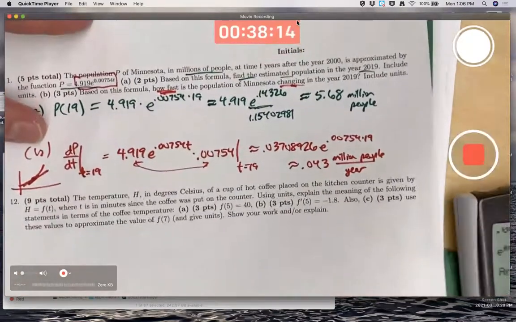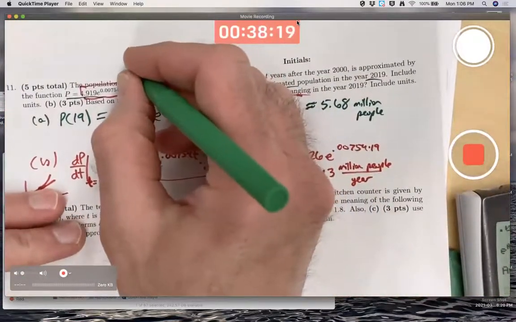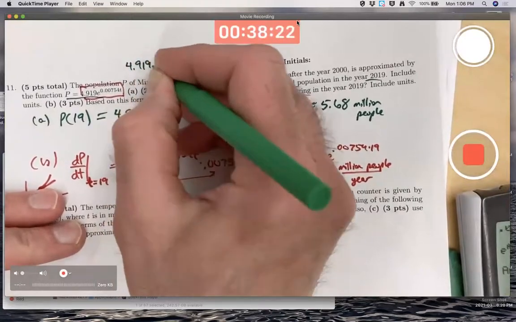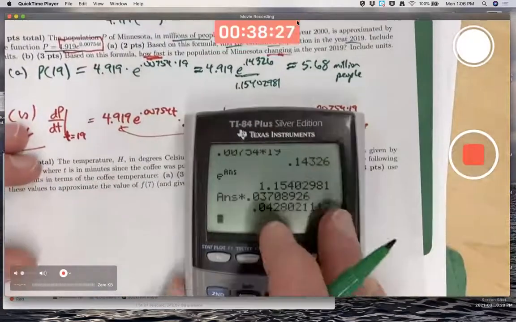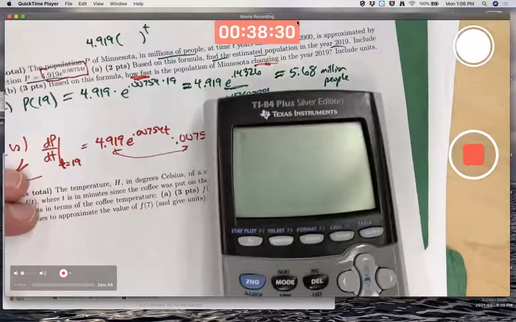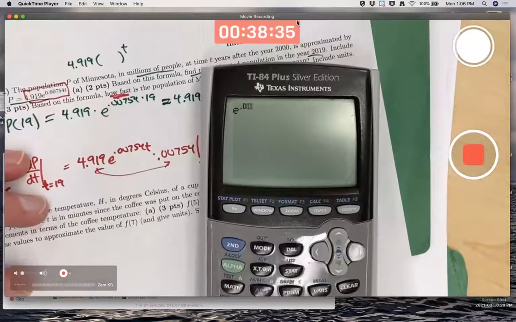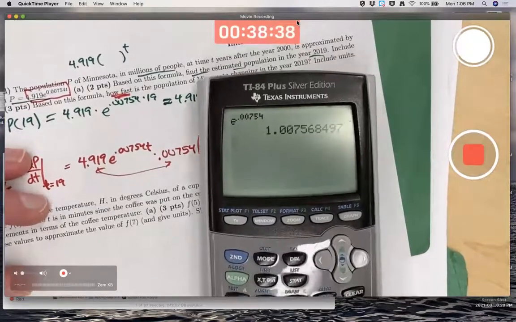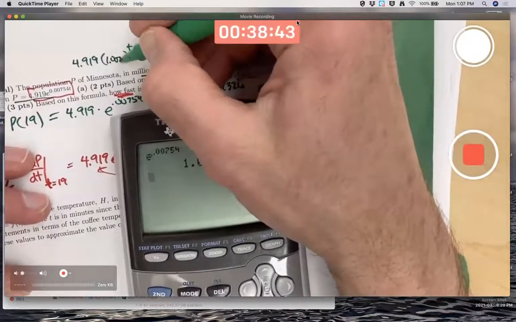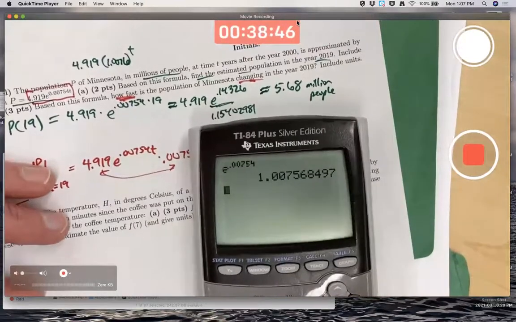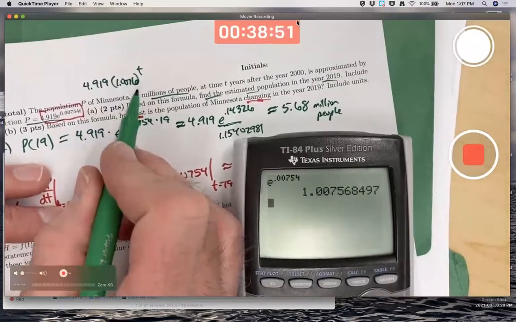Okay. Sometimes these problems are not written with base e. Sometimes you might see it written as, say, 4.919 times something a little bit bigger than 1 to the t power. The thing a little bit bigger than 1 actually would be e to the 0.00754, which is 1.0076. That would be an alternative way of thinking about this model. 4.919 times 1.0076 to the t power is essentially the same model.